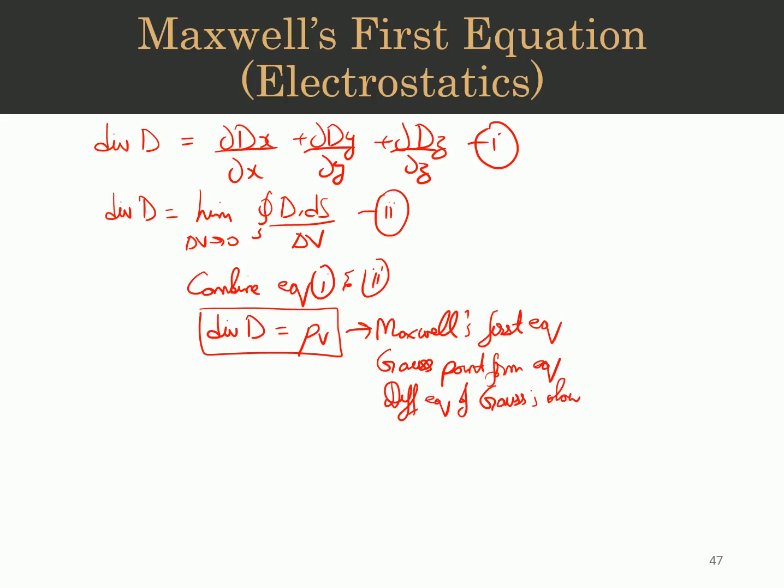Because you can see we have rho V, and if you remember, rho V is equal to the charge per unit volume, so that's why it's a Gaussian point form equation. So this is the important Maxwell's first equation, which is telling us that the divergence of any vector, in this case the divergence of D, is equal to the volume charge density, which is rho V.